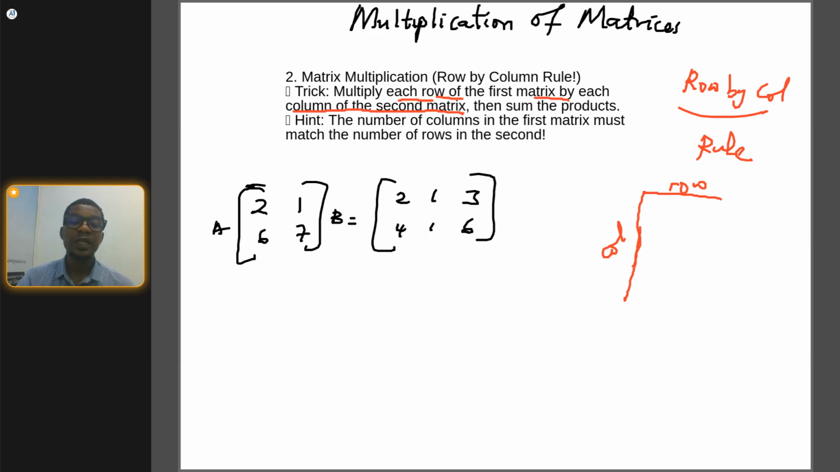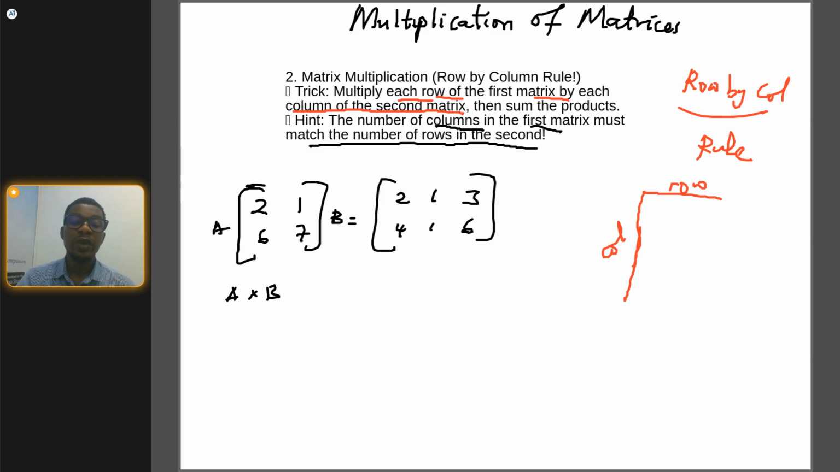Now, if you are asked to find A times B, before you can do that, you need to check if the order of the matrix satisfies the rule. The rule is that the columns in the first matrix should match the number of rows in the second matrix.